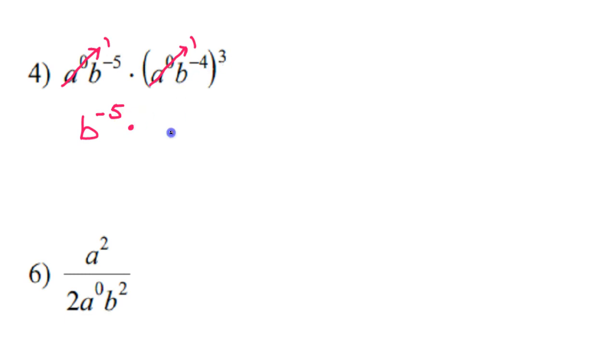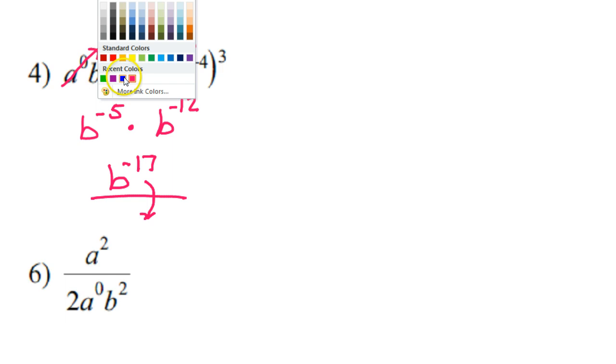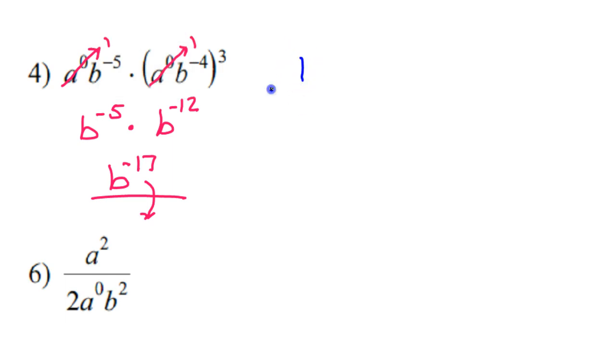Then here, power to a power you multiply. So that'll be b to the negative 12 power. Now, when you multiply two variables, you add the exponents. So that'll be b to the negative 17 power. Because that is a negative exponent, we have to move this to the other side of the invisible fraction bar. So that will be 1 over b to the 17th power.